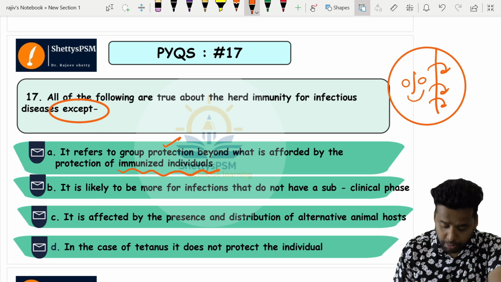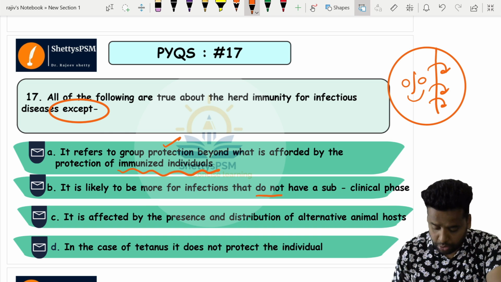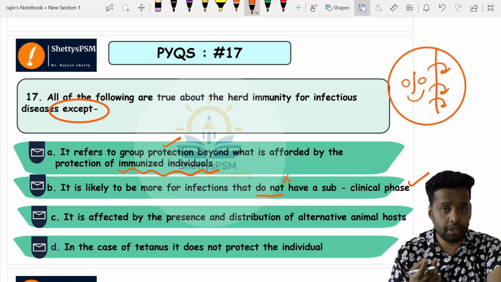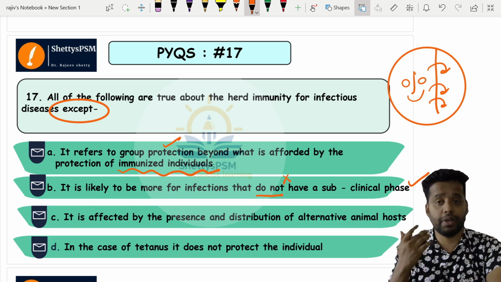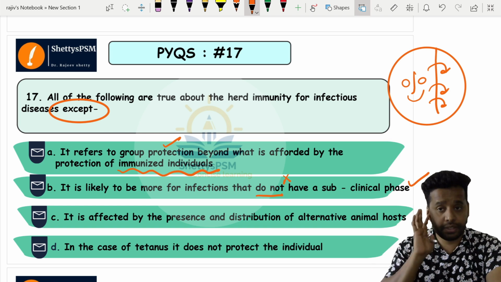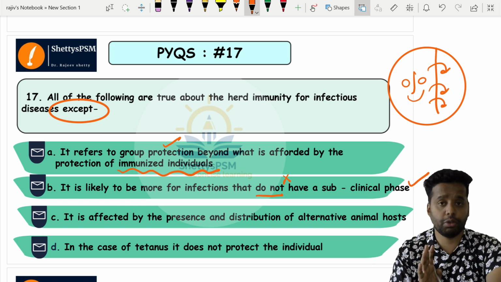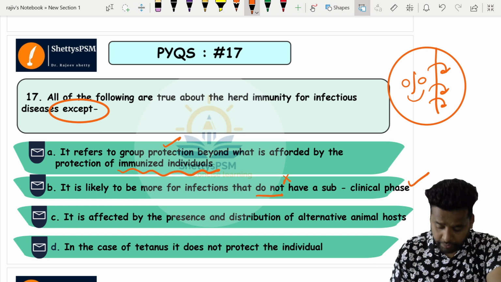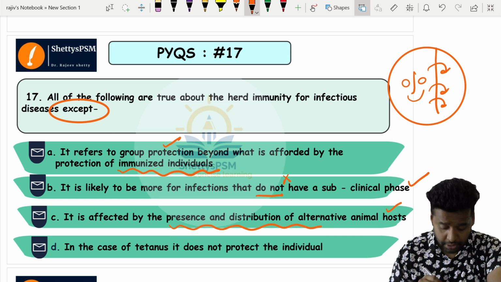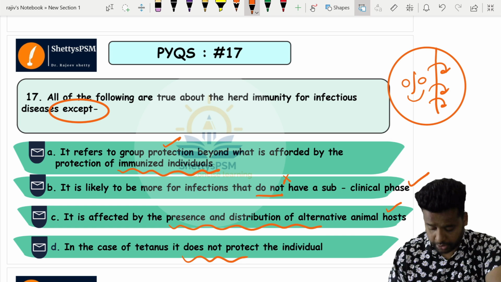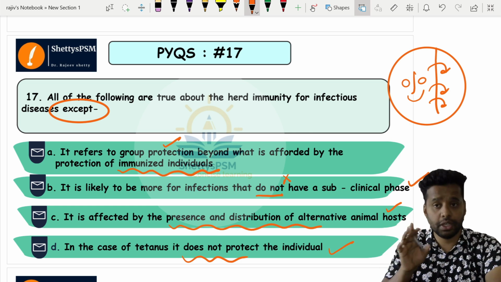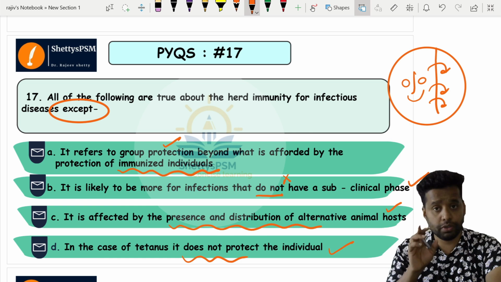It is likely to be more for infections that do not have subclinical phase. Those that have a subclinical phase, they will develop antibodies better in the body without manifesting any symptoms. So herd immunity will be more if the disease has a subclinical or asymptomatic phase. It is affected by presence and distribution of other hosts, that is also correct. In case of tetanus, it will not protect. Highlight this point: there is no further man-to-man transmission. It is not useful for tetanus.